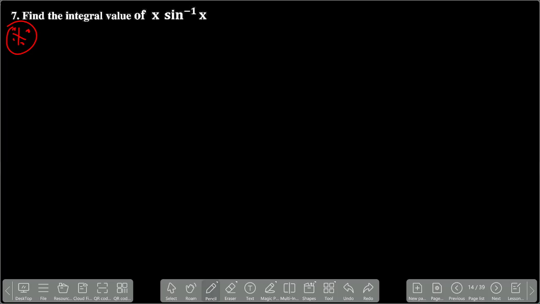You people are very eager because you are very expert in derivative and integration. They ask the question integral of sine inverse of x dx. You people say 1 by square root of 1 minus x square plus c. It is wrong, because you don't have the idea about integration versus derivative.